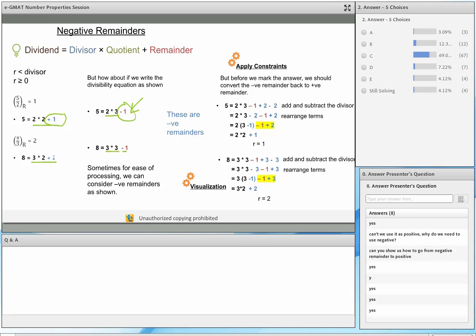Why do we need to use negative? I'm going to show you a question in which you will be able to see why it is that we need to utilize negative remainders. Okay, you're going to see the application of that right away.